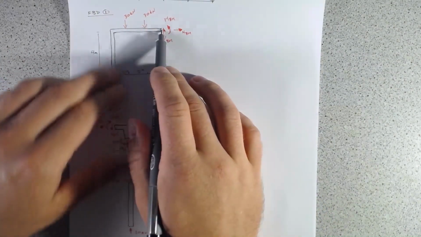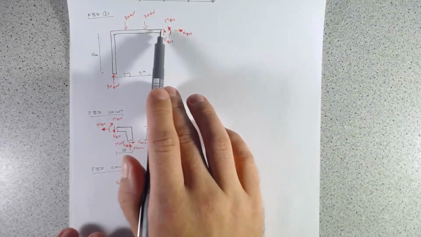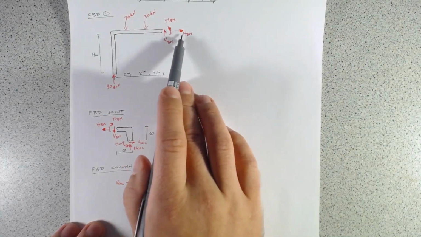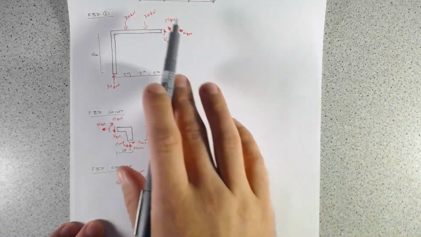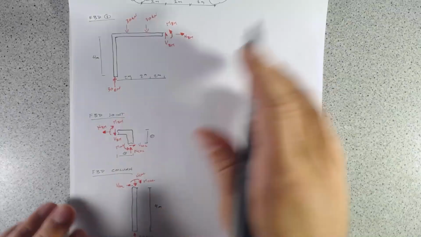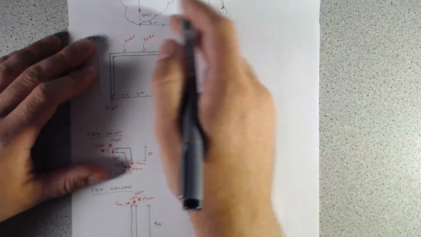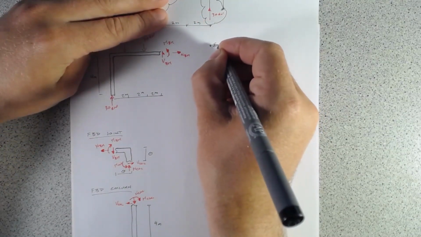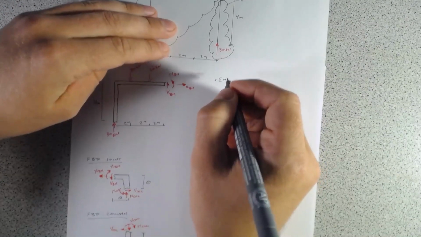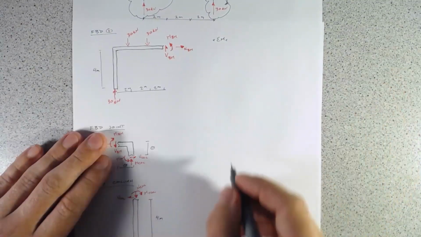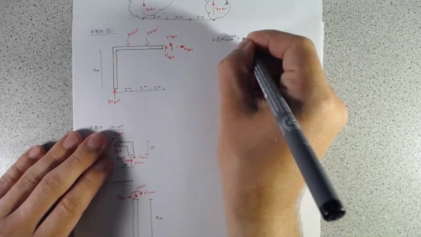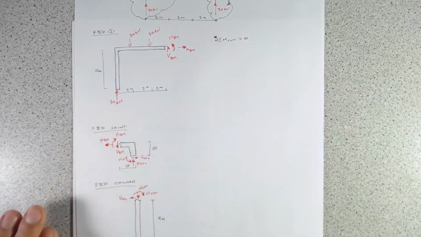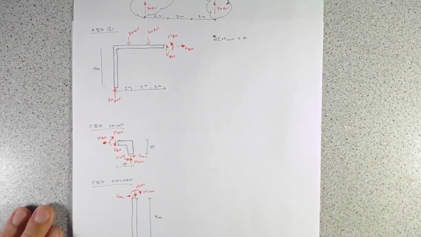So the first thing I want to do is sum the moments at the cut. I'm doing that because then I'm only dealing with one variable, because the shear force and the axial force have no orthogonal distance, so it sort of cancels those out. So we will start with that. We'll go sum of the moments at the cut equals 0, and we will go as typical with our right hand rule, counterclockwise will be positive.